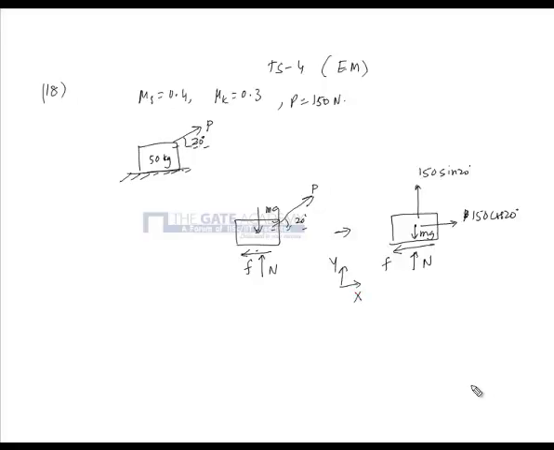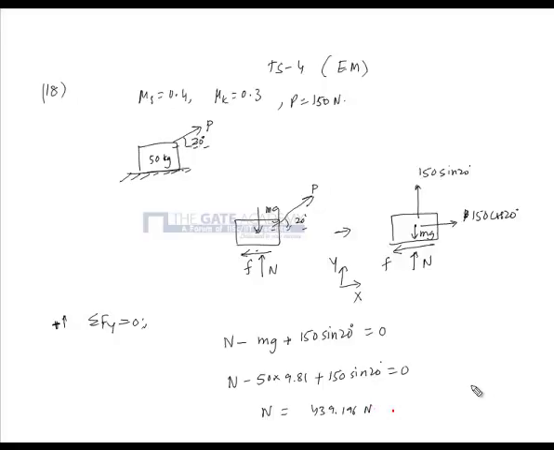Now, as the block will be at rest and will not move vertically, normal to the ground, sigma Fy will be 0 for sure. Taking upward forces as positive, N minus mg, and this 150 sin 20 is another upward force. Now let's substitute the values: m as 50, g as 9.81, plus 150 sin 20.